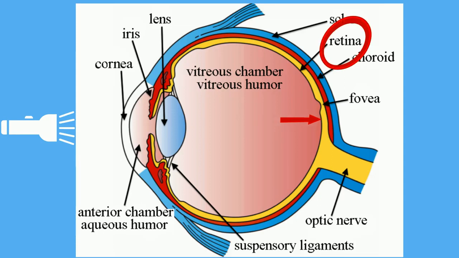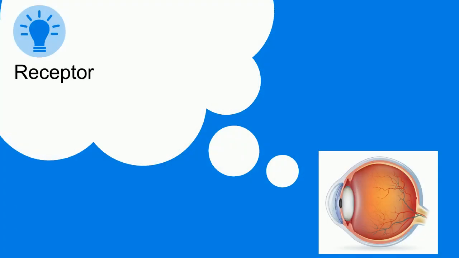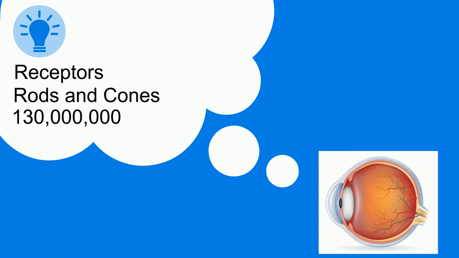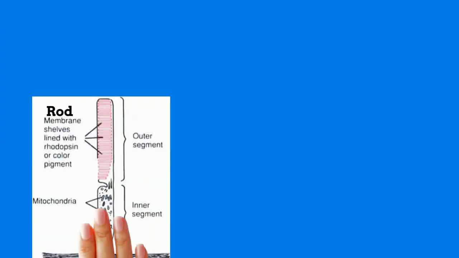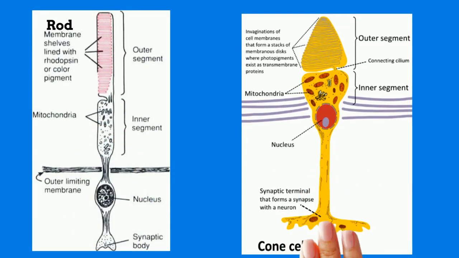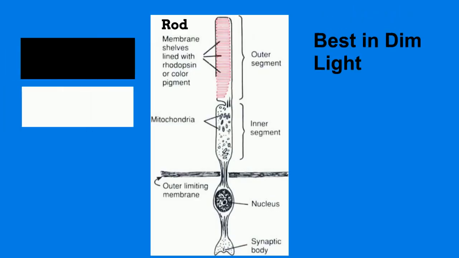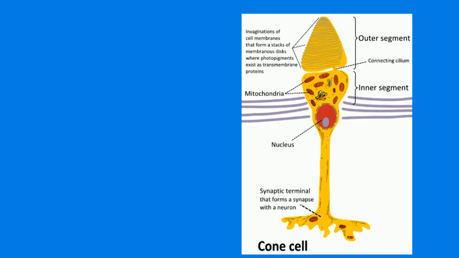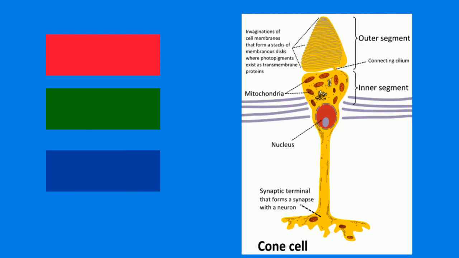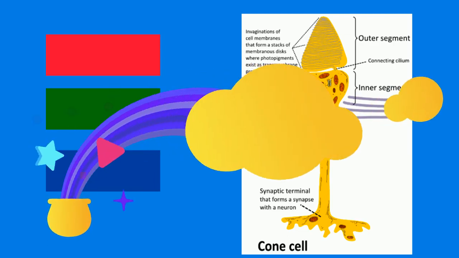The retina is filled with tiny receptors which are called rods and cones. There are over 130 million receptor cells, and there are two main types, rods and cones. Rods work best in dim light and allow you to see black and white. Cones, on the other hand, work best in bright light and enable you to see colors. There are three types of cones, red, green, and blue, and this allows you to see colors.